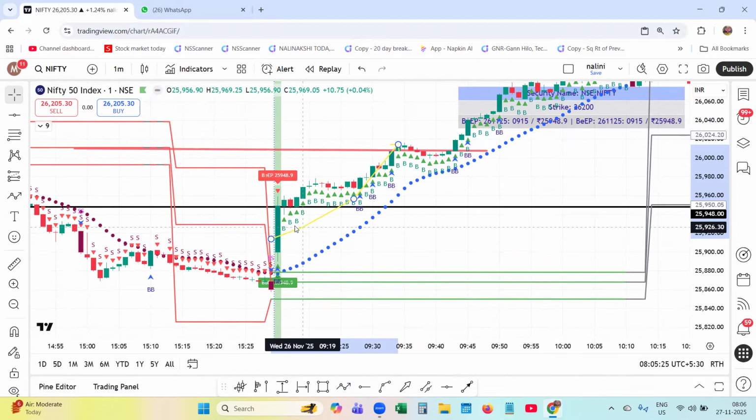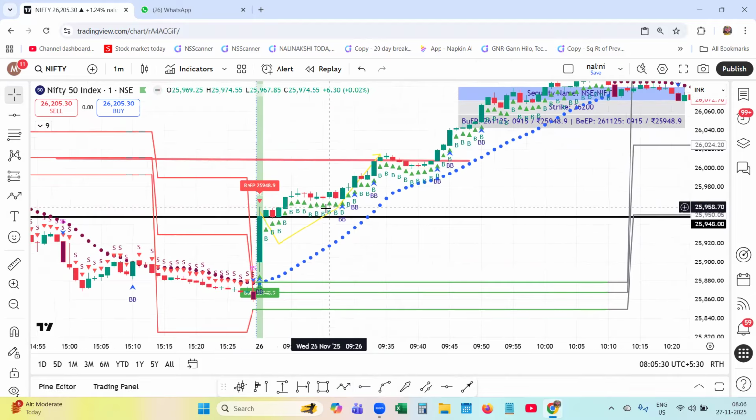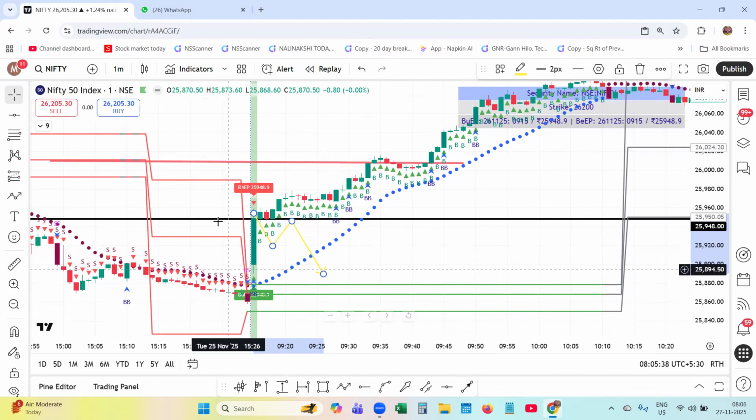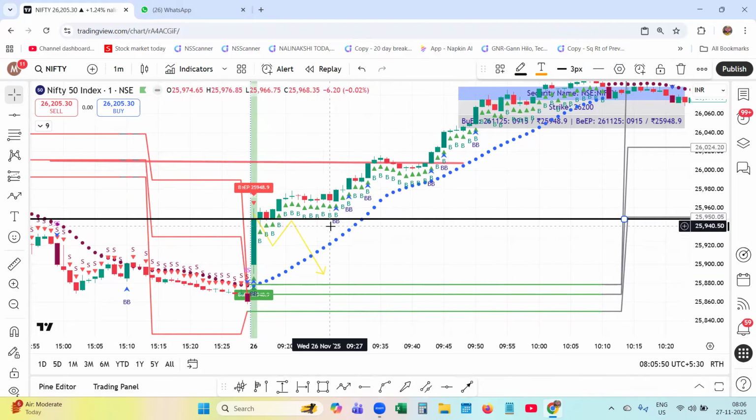Suppose the market had rejected this level, this could have become the reference point for the sell EP, a downward movement. So this level became a reference point. 25,948 is the reference point, and when the price starts moving above this, you can comfortably take the trade with this EP reference level. That is the idea of the PEP.